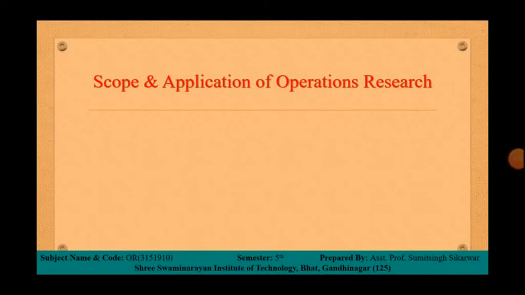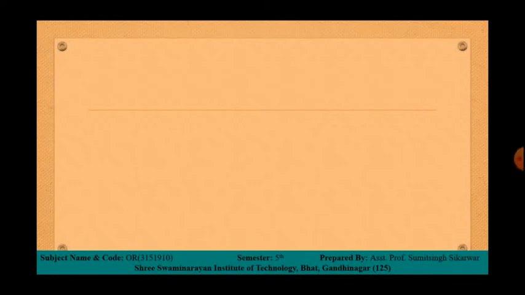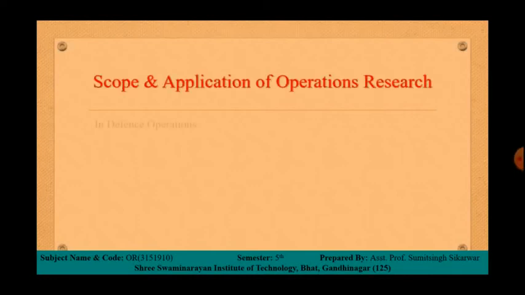Now let us discuss the application of operations research. The first application is in defense operations. As we had already discussed, operations research is the baby of World War II. To solve the war problems, they applied a team approach and came out with various models such as the resource allocation model, transportation model, etc.